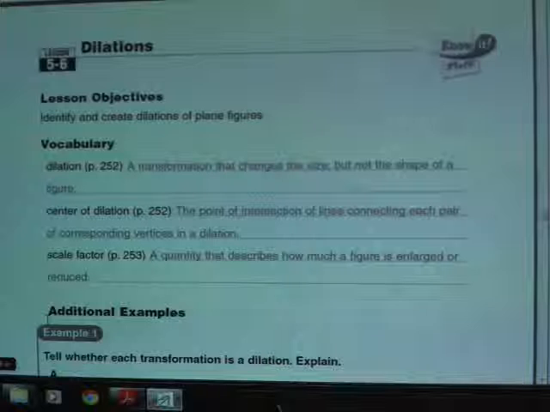Again, a dilation is a transformation that changes the size but not the shape of a figure. The center of the dilation is the point of intersection of lines connecting each pair of corresponding vertices in a dilation. And a scale factor is a quantity that describes how much a figure is enlarged or reduced.